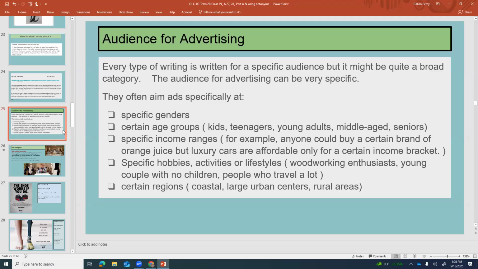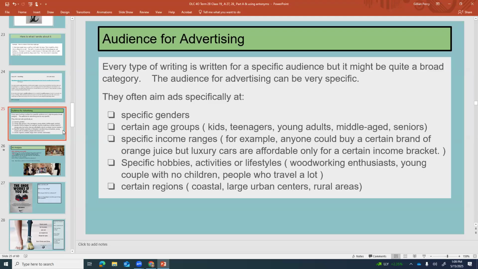Now, when we talk about a specific audience, it can be quite a broad category, or it can be very specific. Ads are often aimed at specific genders or certain age groups like kids, teenagers, young adults, like just college kind of age, middle-aged people or seniors. Sometimes specific income ranges, right? Anyone can buy a certain brand of orange juice, but luxury cars may be only affordable for a certain income bracket. Certain advertisements may make a big deal of how cheap they are, how they're a budget thing, which some people worry about, but not everybody does.